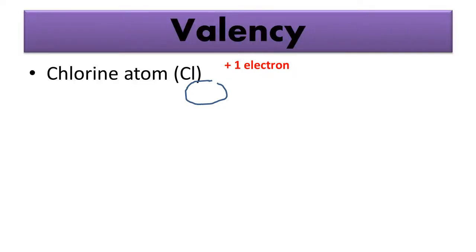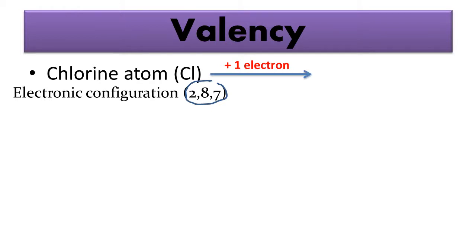Here the chlorine atom is there, and the electronic configuration of the chlorine atom is 2, 8, 7. So what will happen? A chlorine atom takes up 1 electron. That means the chlorine atom will accept 1 electron. That's why above the arrow, plus 1 electron is written. That means it will add 1 electron to its last shell, and it will form an anion of chlorine, or chloride, and thus the valency of chlorine is 1.